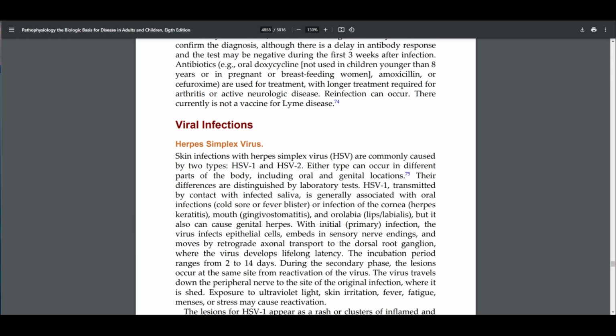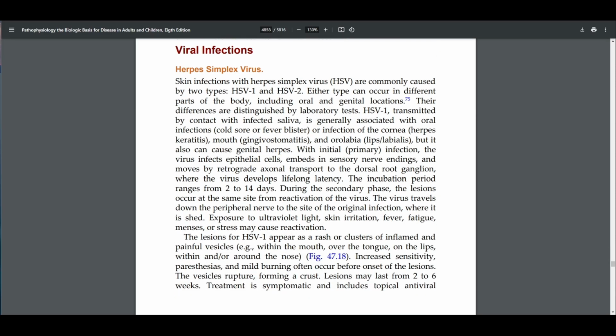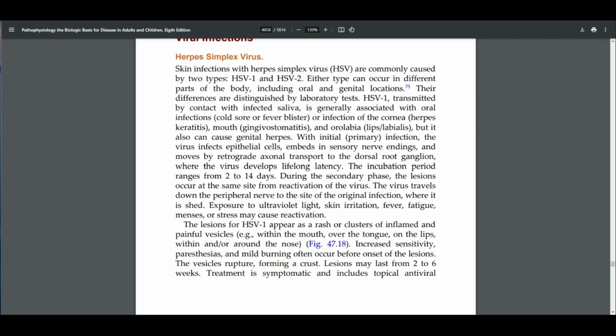Viral infections. Herpes simplex virus. Skin infections with herpes simplex virus, or HSV, are commonly caused by two types, HSV1 and 2. Either type can occur in different parts of the body, including the oral and genital locations. Their differences are distinguished by laboratory tests.